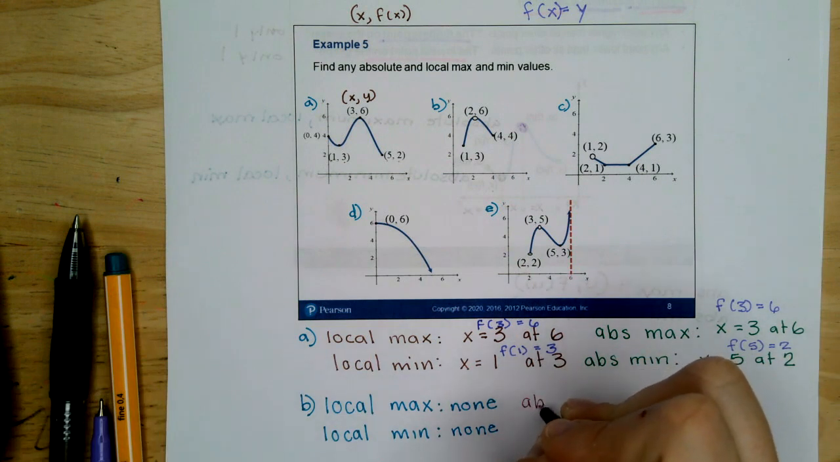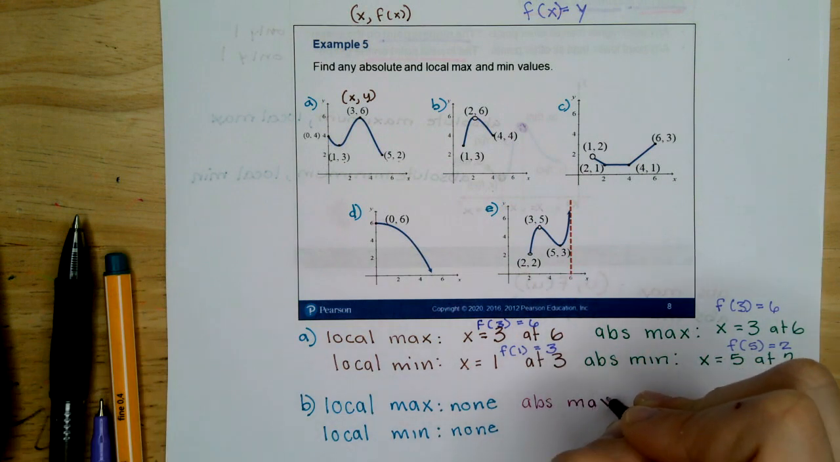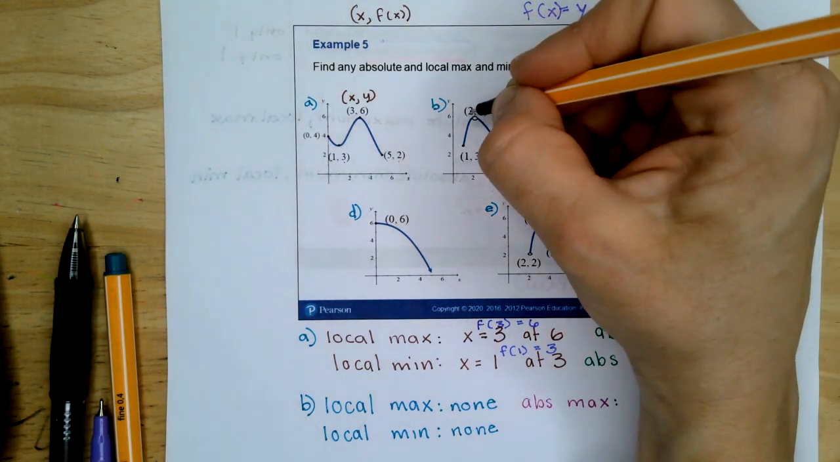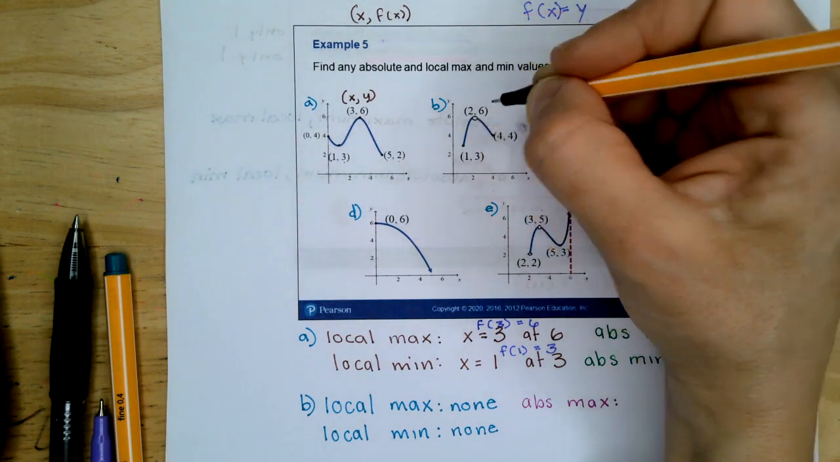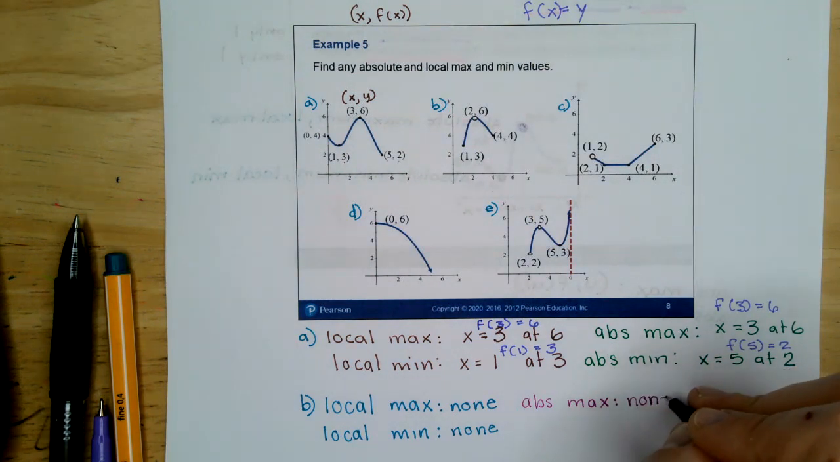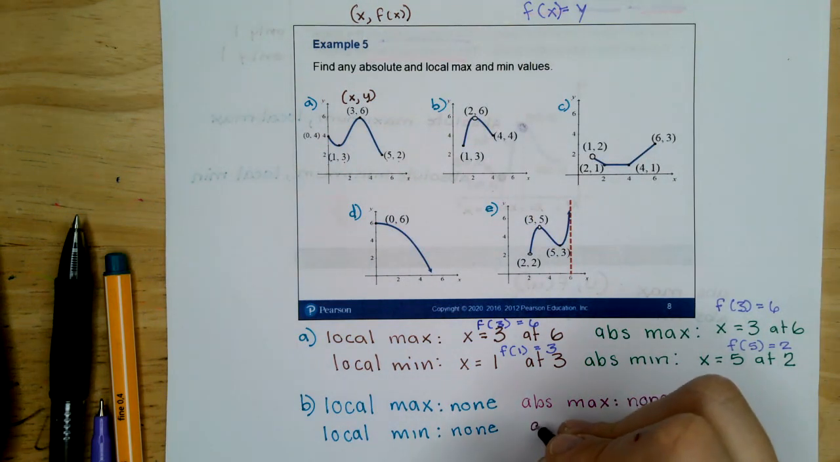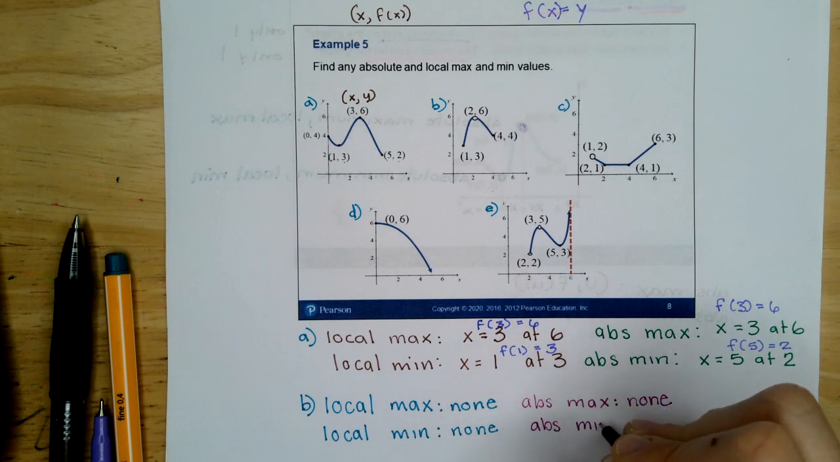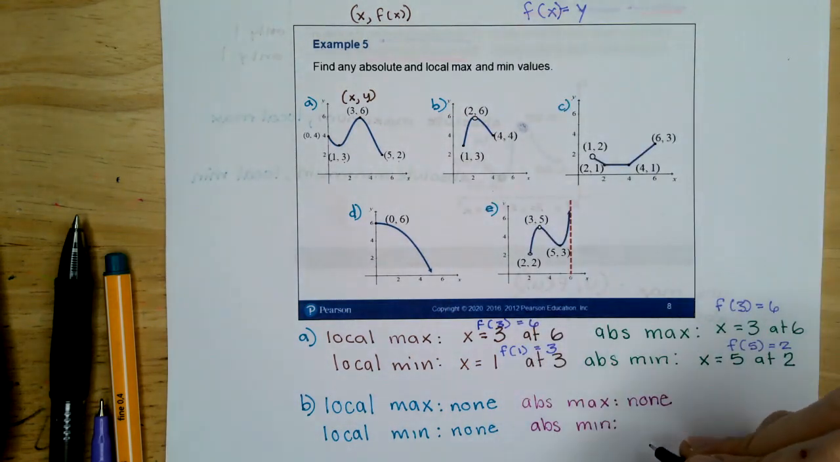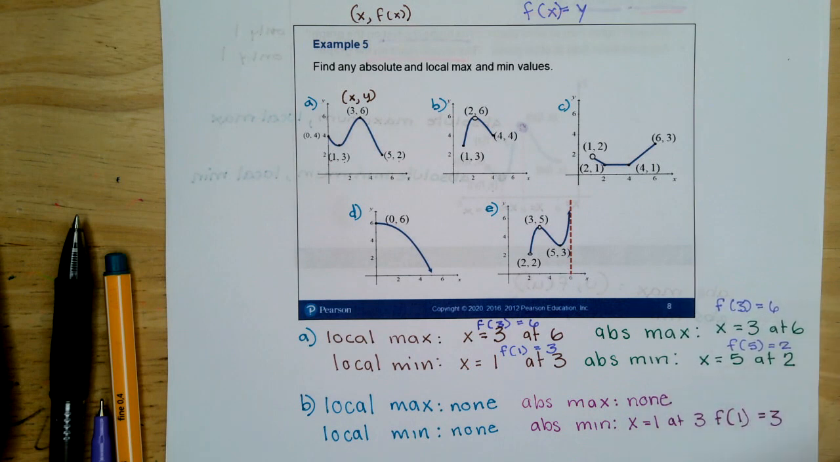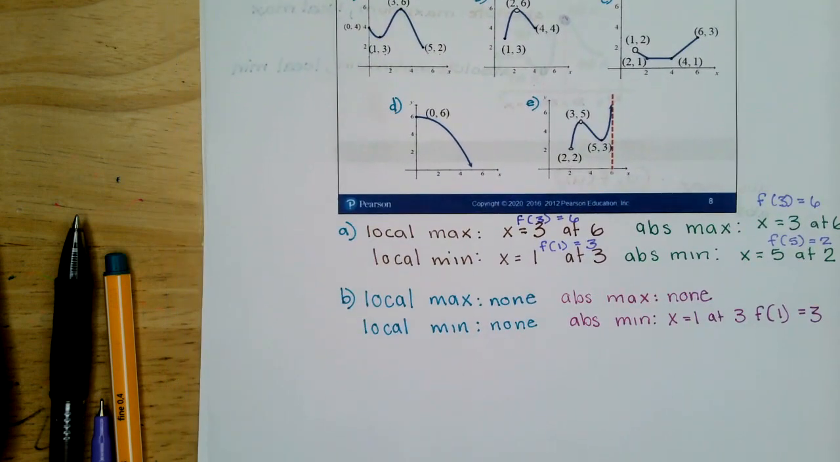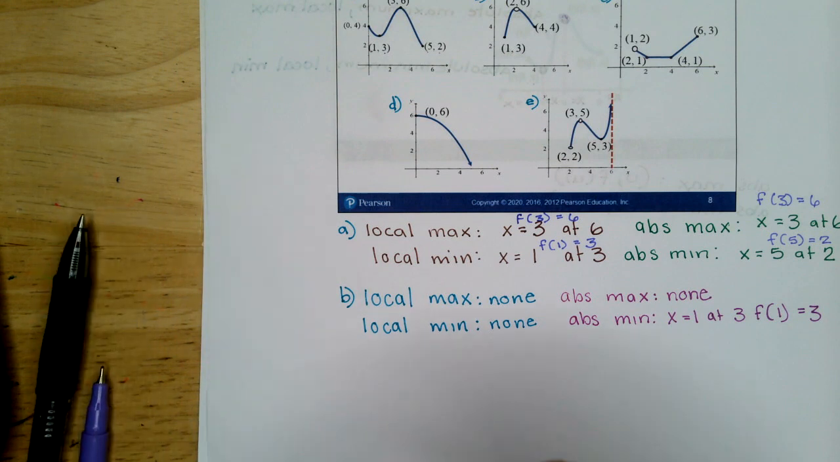Absolute maximum. As far as we know, we're not sure. From 2, 6 is the highest point, but it's omitted. So we're just going to say none. Okay? Absolute minimum, we do have. So our absolute minimum is 1, 3. So we're going to say x is 1 at 3, or f of 1 is equal to 3. Good. All right, let's do C.